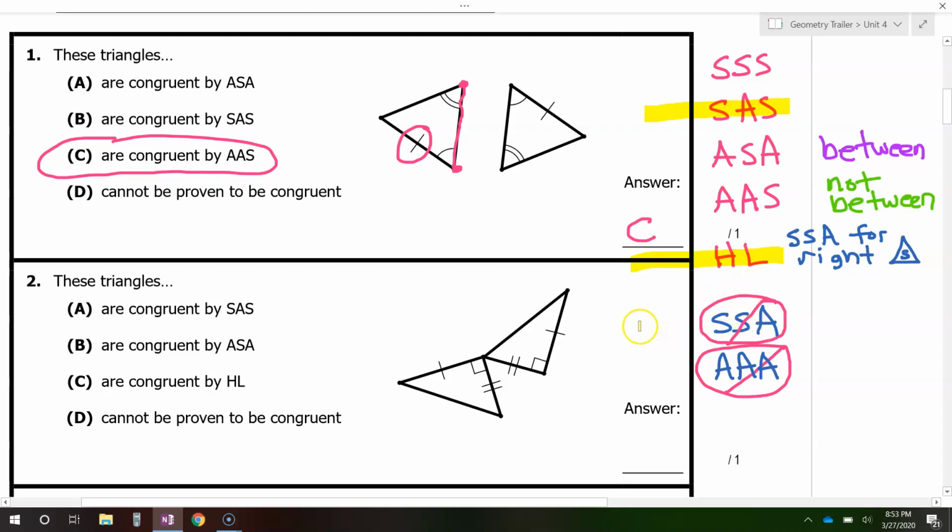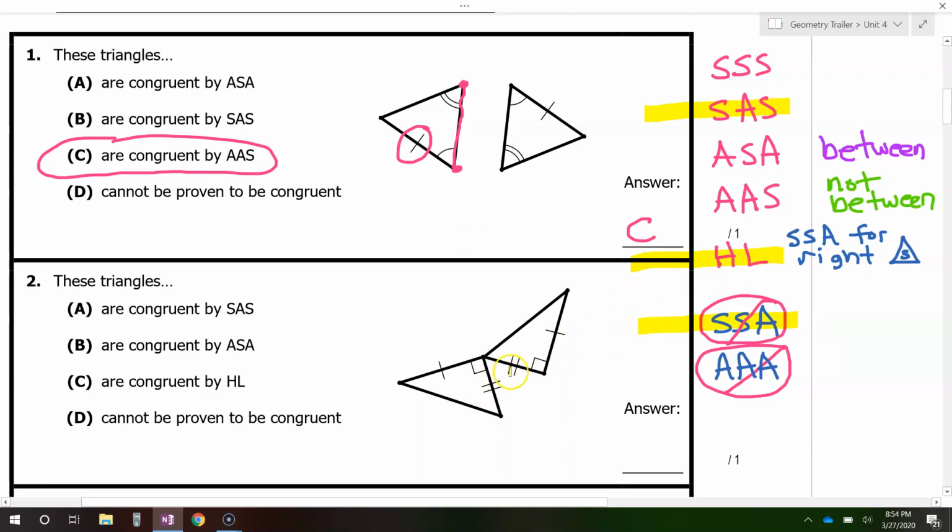And the third possibility is maybe it is in fact side-side angle, which doesn't prove anything. So if it turns out to be that third one, the answer will be D, cannot be proven to be congruent. All right, but it's going to be one of these three answers. Now, first, start with hypotenuse leg. Hypotenuse leg only works for right triangles. So first you look and see, is it a right triangle? Yes, it is. So hypotenuse leg is a possibility.